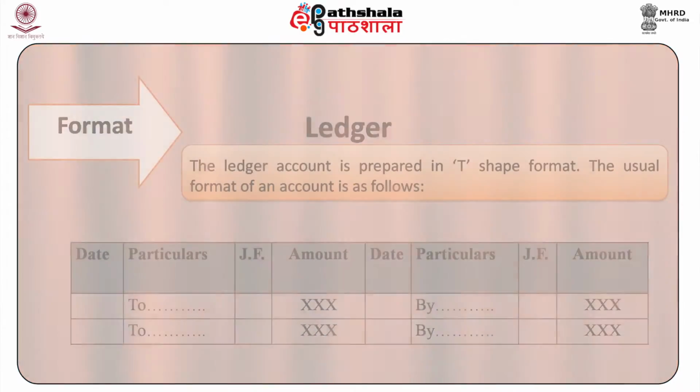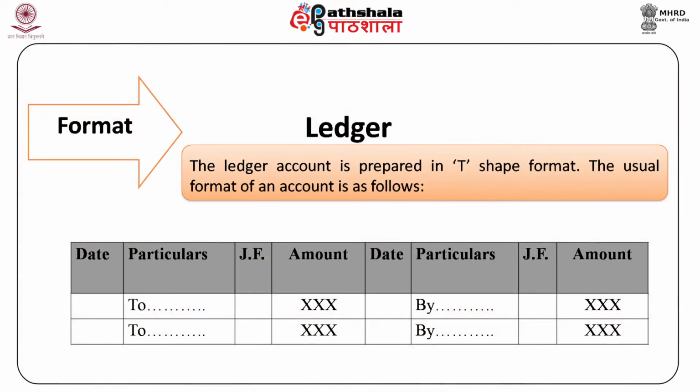Format. The ledger account is prepared in T-shaped format. The usual format of an account is as follows: debit, name of account, credit. The information contained is date, particulars, JF, amount, date, particulars, JF, amount, to such and such, by such and such, to such and such, by such and such.